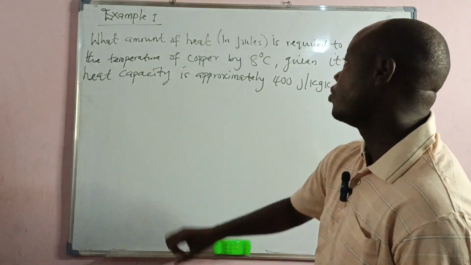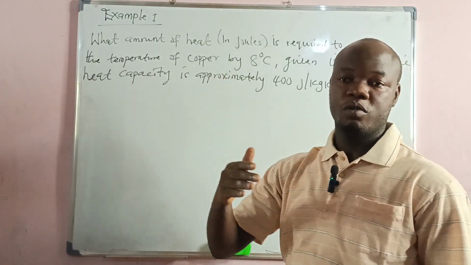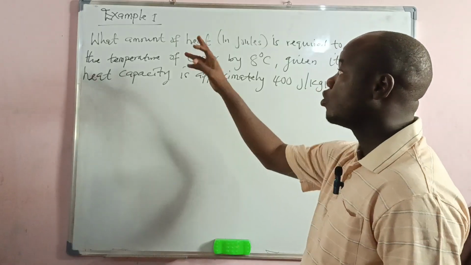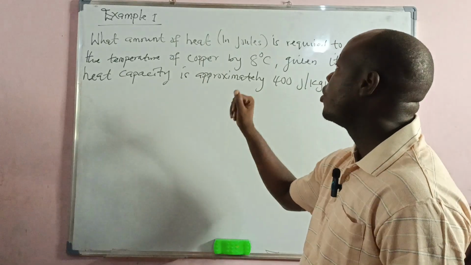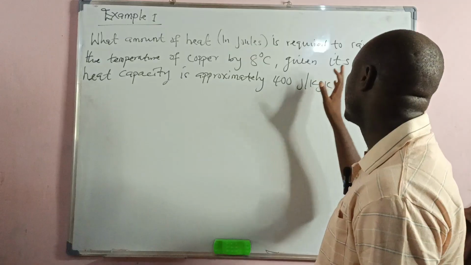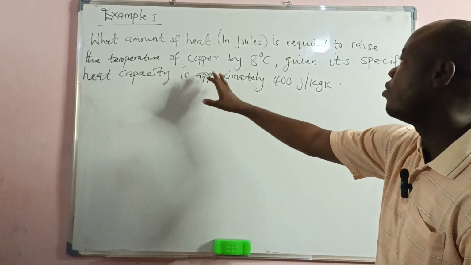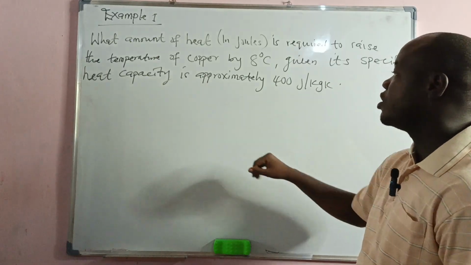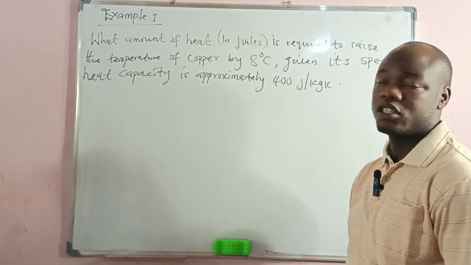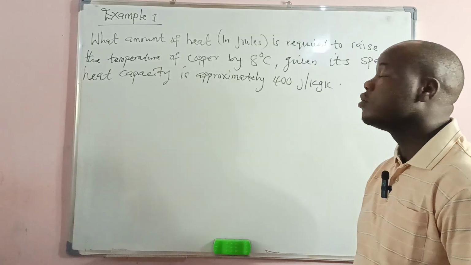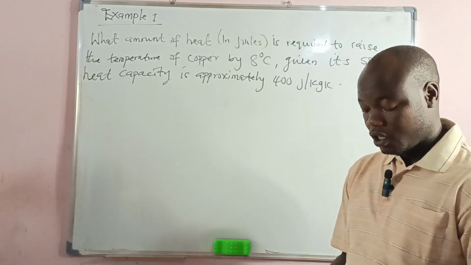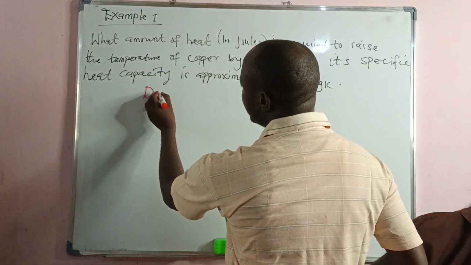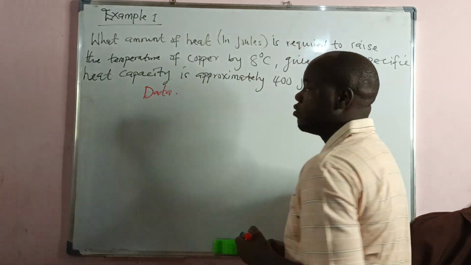So in this video, we are going to look at solutions to some of the questions in heat capacity and specific heat capacity. Question 1 says, what amount of heat in joules is required to raise the temperature of copper by 8 degrees centigrade, given its specific heat capacity is approximately 400 joule per kilogram per Kelvin? I think, ladies and gentlemen, this is simple. The first thing to do here is to bring the data from the question.